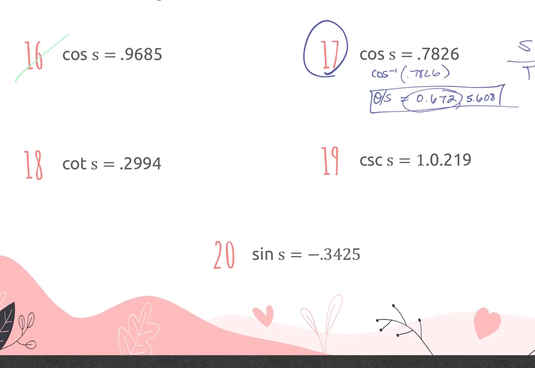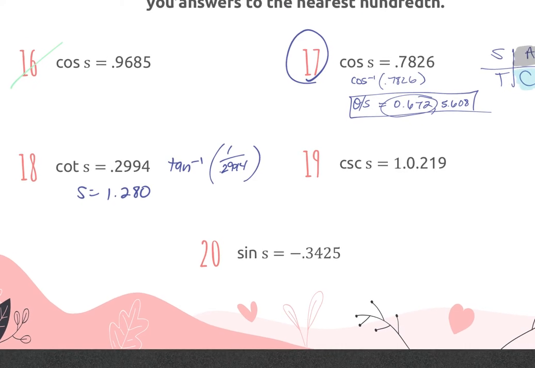So for 18, now it's cotangent. Remember, these are the ones that we do in the weird order. This would be tan inverse of 1 over 0.2994. So I do second tangent, 1 divided by 0.2994, and I get the first angle, 1.2798. And it's tangent, so where else is tangent positive? First quadrant and third quadrant. So I'm going to do 3.14 plus 1.280. And I get 4.42.